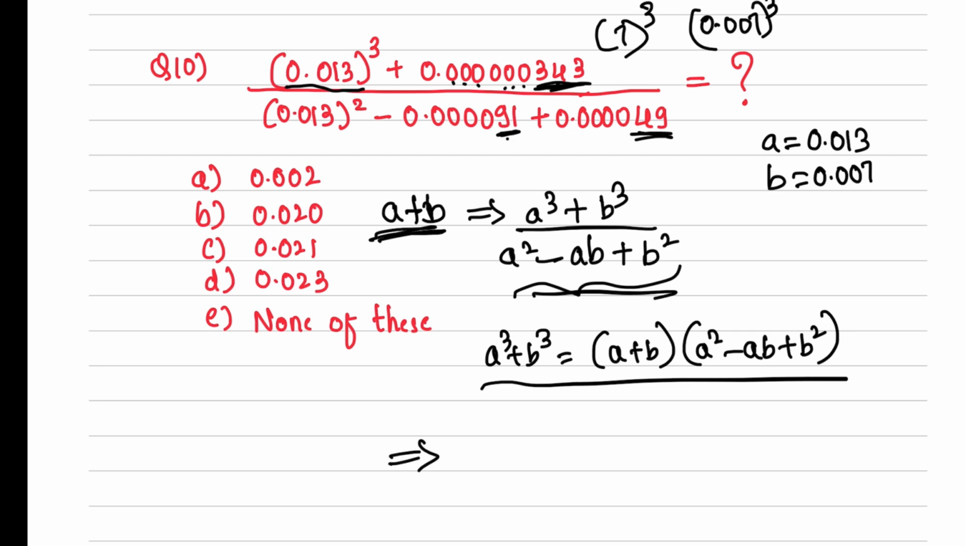So all you have to do is the addition of these. Here 1 plus 1 is 2, so 0. So you will get the answer as 0.020. So option B is the right answer.